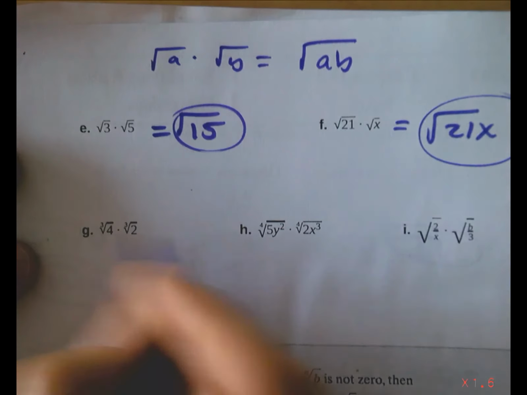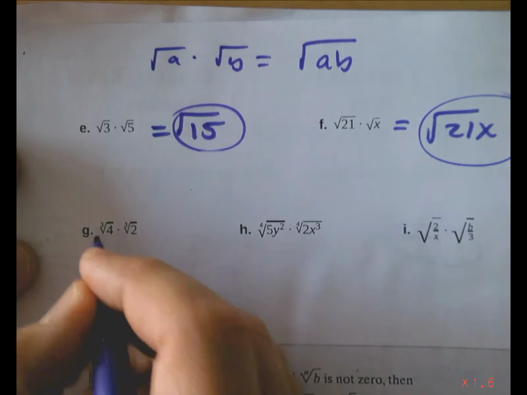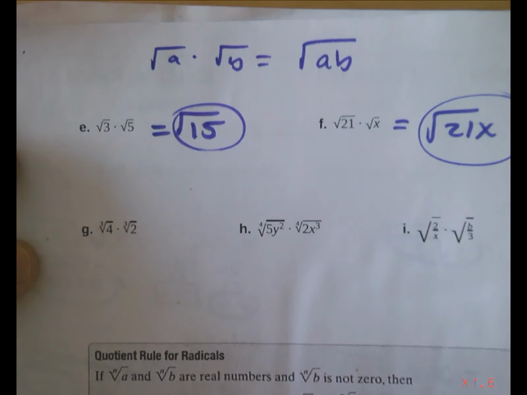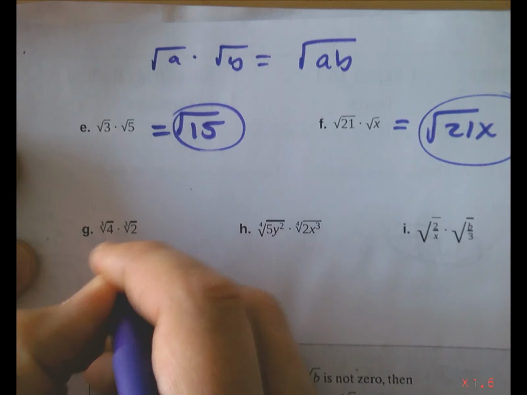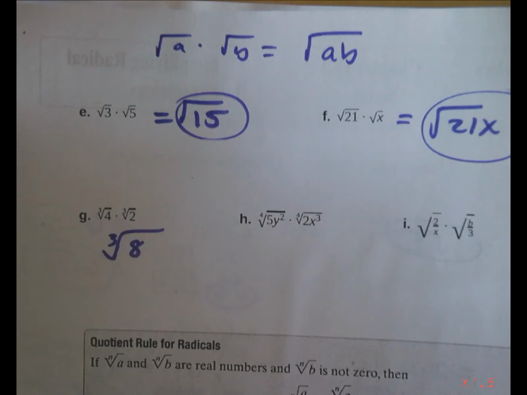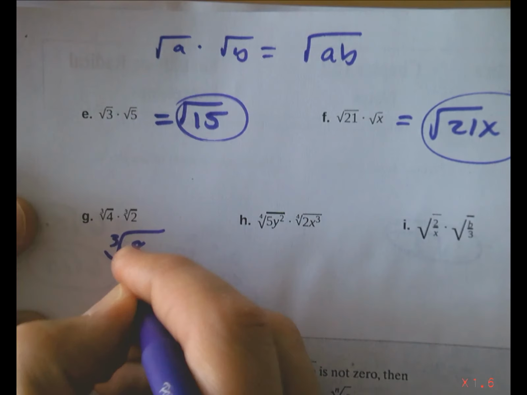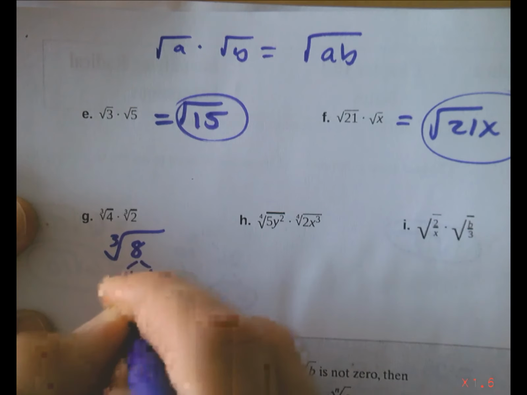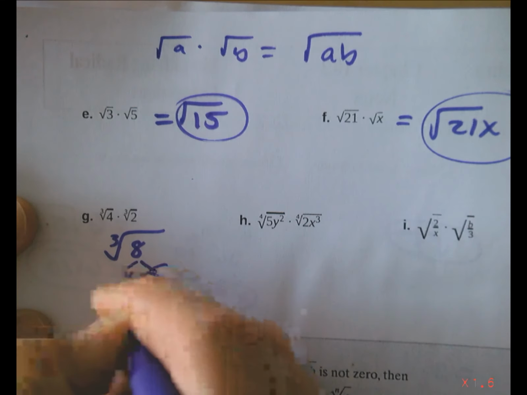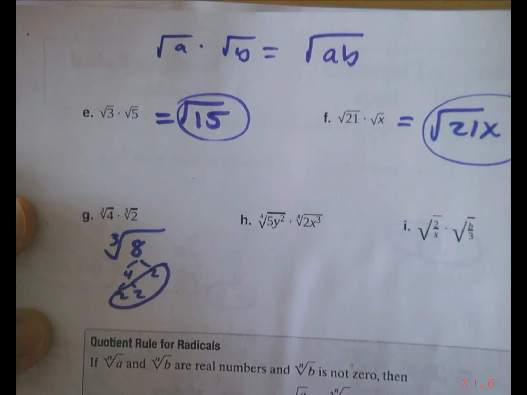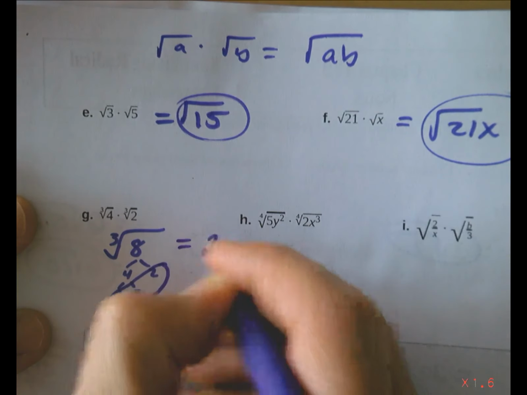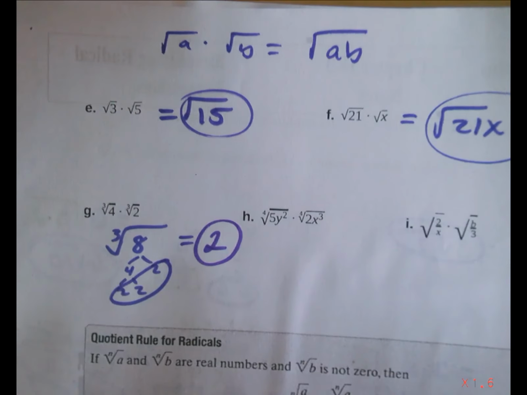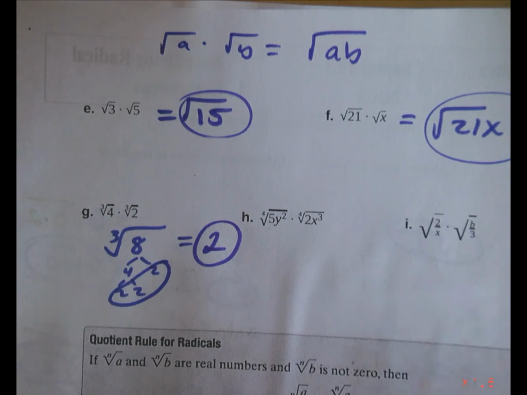So same idea when I'm looking at g. I've got the cube root of 4 times the cube root of 2. Well, that's the cube root of 8. Now, the trick here, though, is 8 breaks down, obviously, to 4 and 2, but then 2 and 2. 4, 2, 2, 2. There is 3 2's there. So this can be simplified. Sometimes you can do it. So your final answer there should be 2. So sometimes you can do it, sometimes you can't.